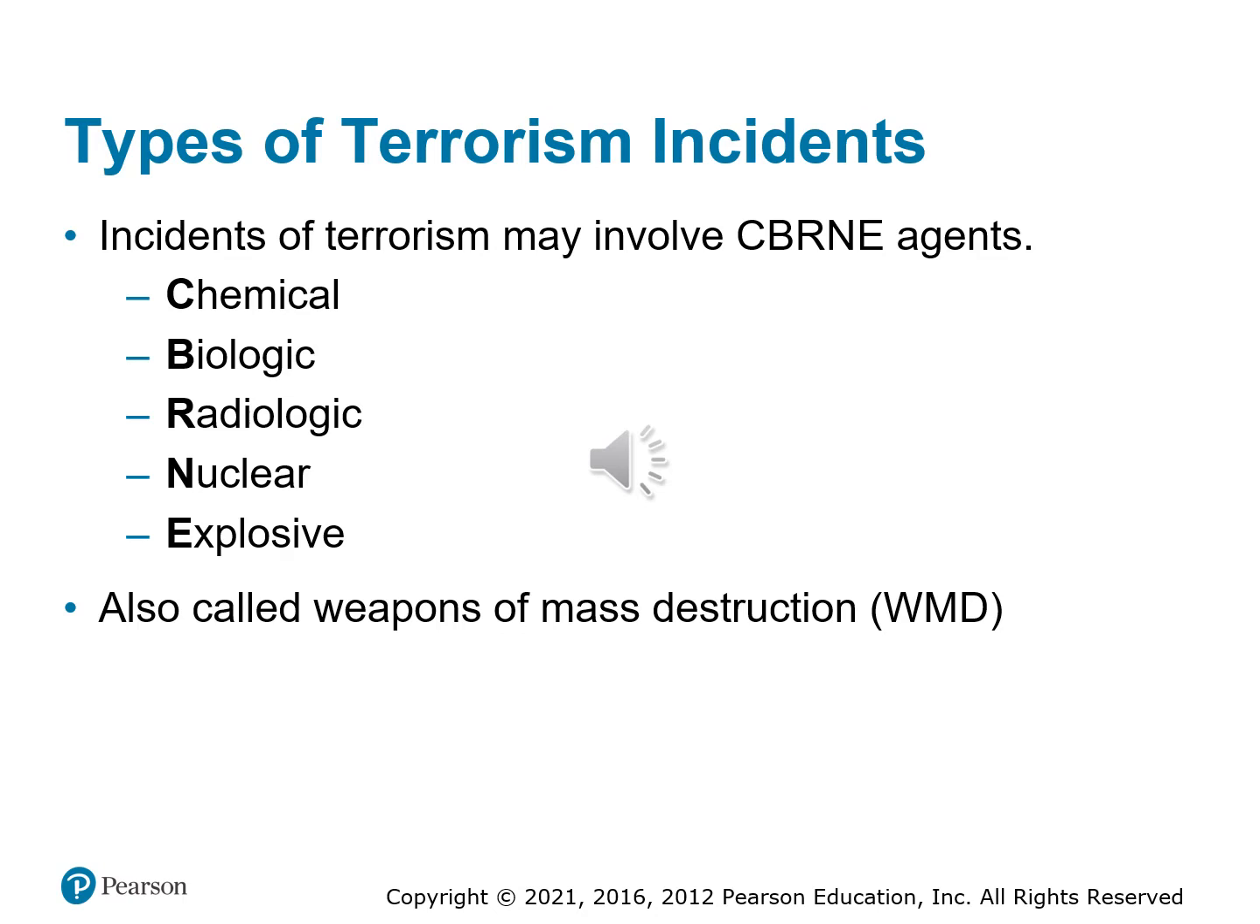You're going to find this CBRNE throughout the chapter. And what this discusses is the different forms, or agents, as we call them, of terrorism, and that being chemical, biologic, radiologic, nuclear, and explosive. When you see CBRNE, another way to think of it is these are usually the weapons of mass destruction, so the WMD that you hear all the time in the news as well.